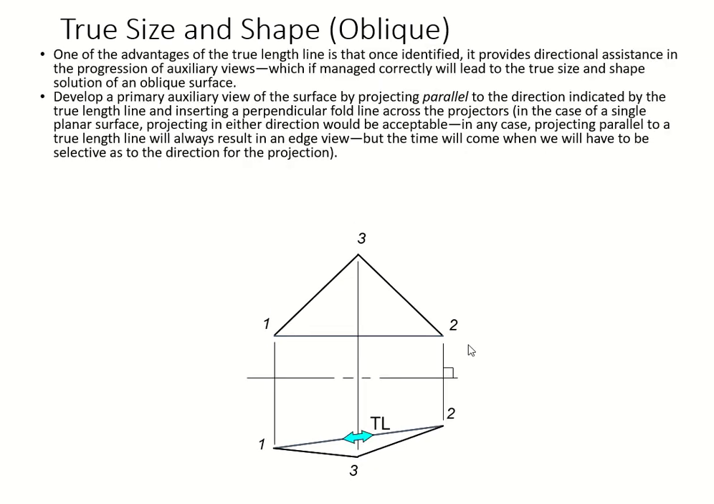All right, next one. Why do we have to identify the true length line? It's because we're going to use that to project and get our next view, which is your right side view in this case, because we're given top and front, so we have to produce the right side view. And we're of course dealing with the oblique planes. So when we get our next view, the right side view, you will be able to get your true size and shape, the solution of our oblique surfaces.